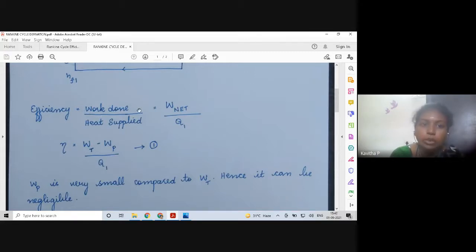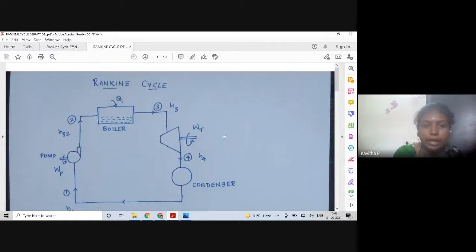So what is the total work done in the above system? The Rankine cycle system denotes the thermal power plant working or the steam power plant working, isn't it? So the total work done divided by heat supplied is the efficiency formula. So efficiency is equivalent to the net work done in the Rankine cycle.